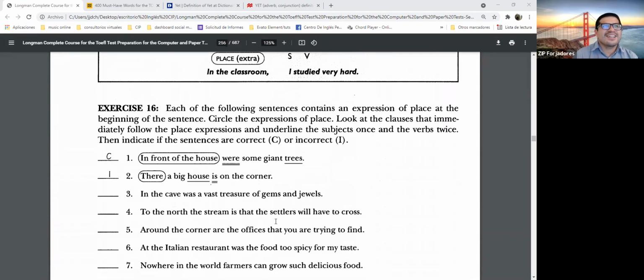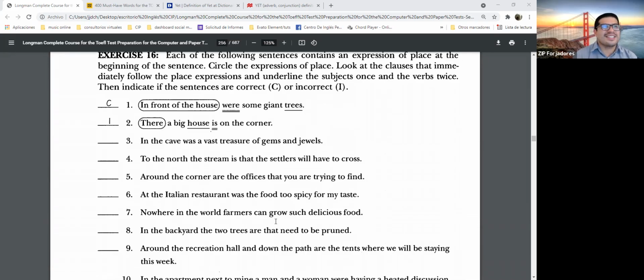All right, so let's go with exercise 16. Each of the following sentences contains an expression of place at the beginning of the sentence. Circle the expression of place. Look at the clauses that immediately follow the place expression and underline the subject once and the verb twice. Then indicate if the sentences are correct or incorrect. So number one: In the front of the house were some giant trees.